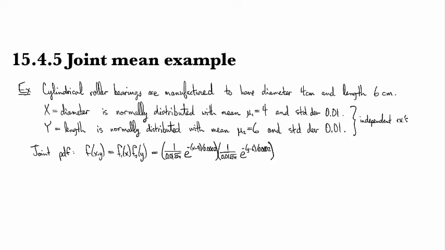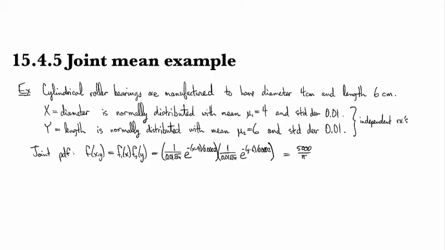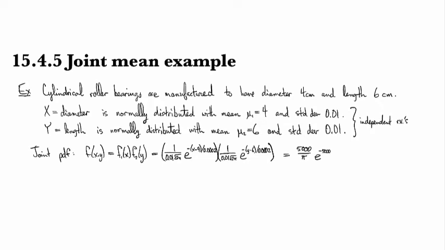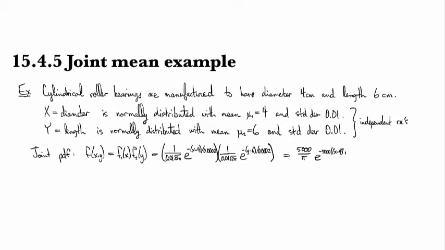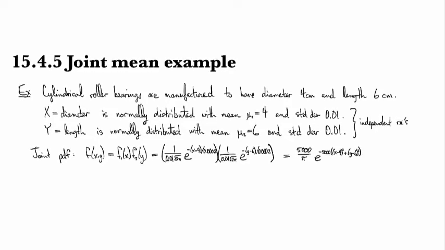And so, okay, multiplying this out, we get some god-awful number. What is it? It's 5,000 over pi, times e to the minus 5,000, times (x minus 4) squared plus (y minus 6) squared.